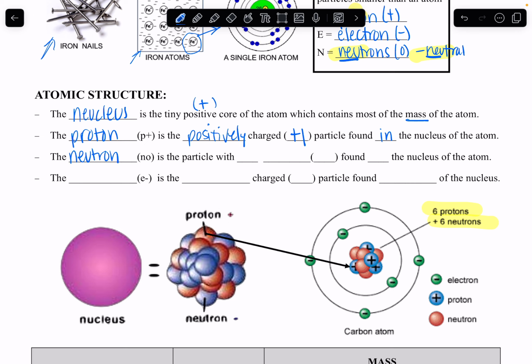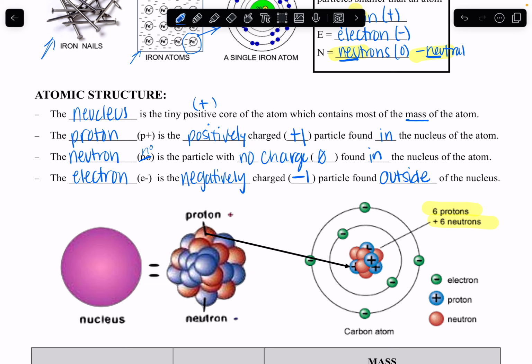which is an N with a little 0. The formatting here is a little wrong, so it should be a little N with a little 0 up top, is a particle with no charge, so 0, found in the nucleus of the atom. And then the electron is the negatively charged particle, so it has a charge of -1, found outside of the nucleus.